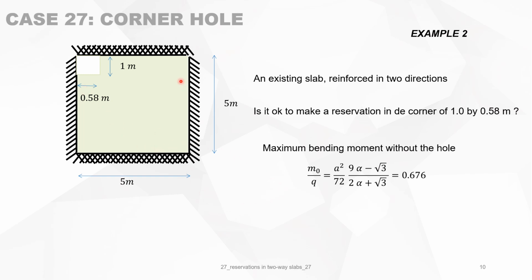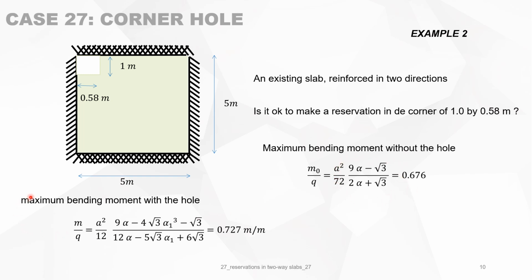To tackle this problem, we look at the maximum bending moment without the reservation. So we assume that the slab was properly designed, and we divide M0 by the ultimate load because we do not know the load. So what's left is something that we can calculate, and it's 0.676. Then we calculate the maximum bending moment with the reservation. We divide also by the ultimate limit load, and we have 0.727 meter per meter.